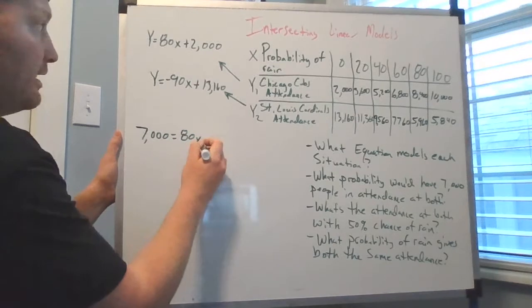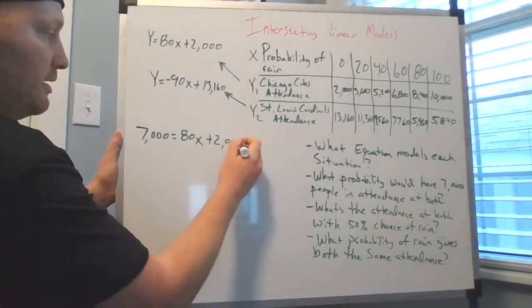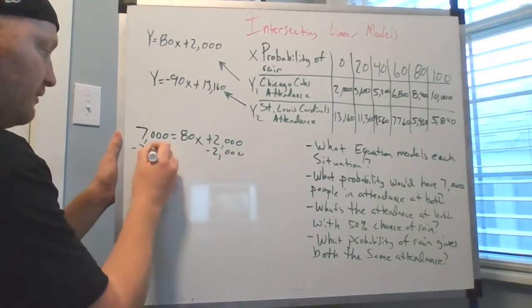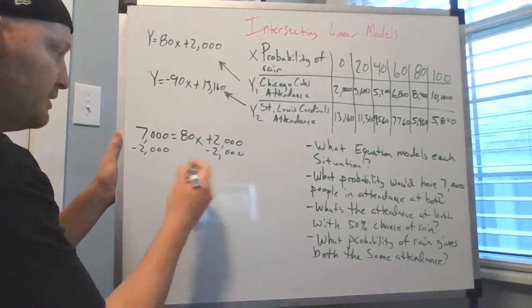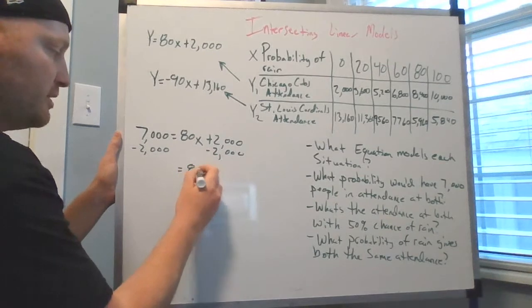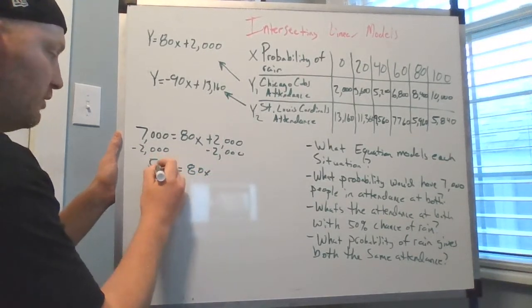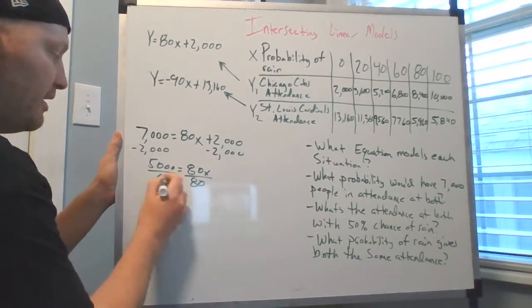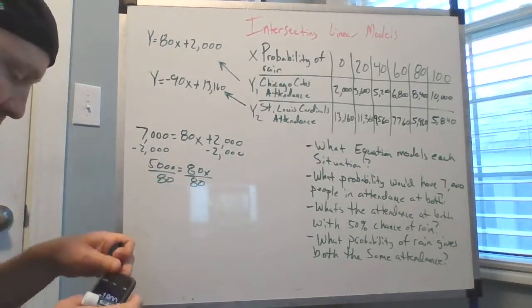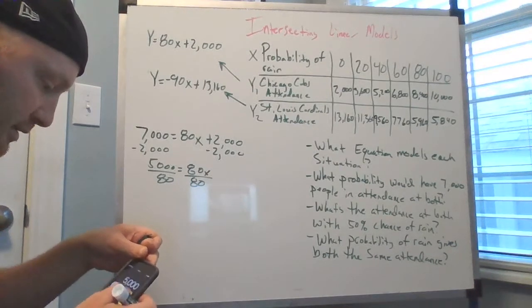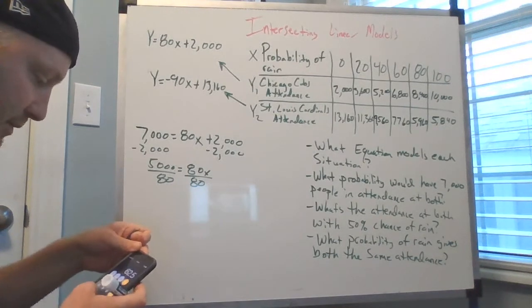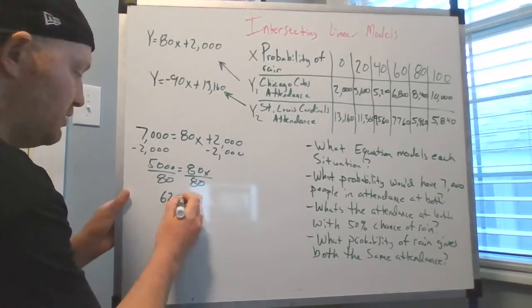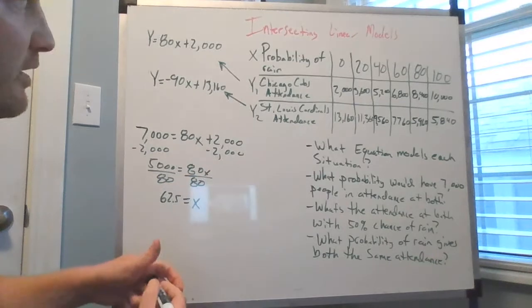7,000 equals 80x plus 2,000. And to solve for x, just subtract 2,000 from both, because opposite sides of like terms, opposite operations. I have 80x equals 5,000. Last but not least, I divide this 80 out on both. And when I do 5,000 divided by 80, I get 62.5. 62.5 for this one, for the Cubs.